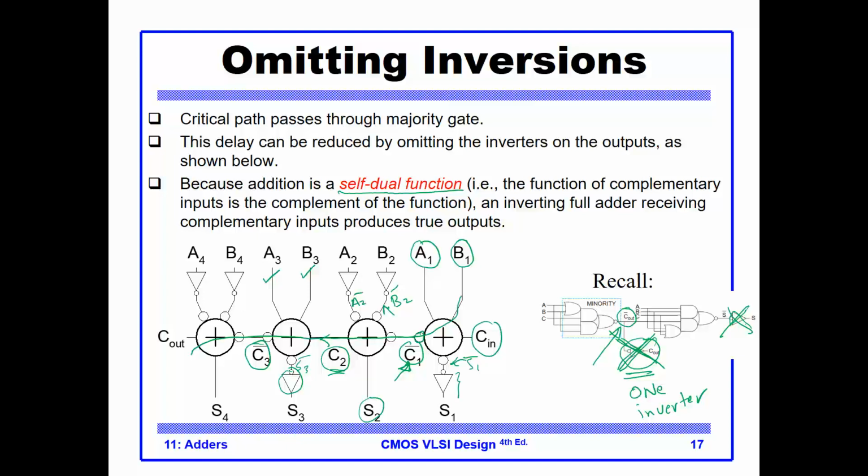Now this inverted C3 will be fed here with A4 inverted and B4 inverted. And if I feed all of these to the full adder, I will get the inverted output, which is S4 and C out. Okay, so what did I gain from all of this?